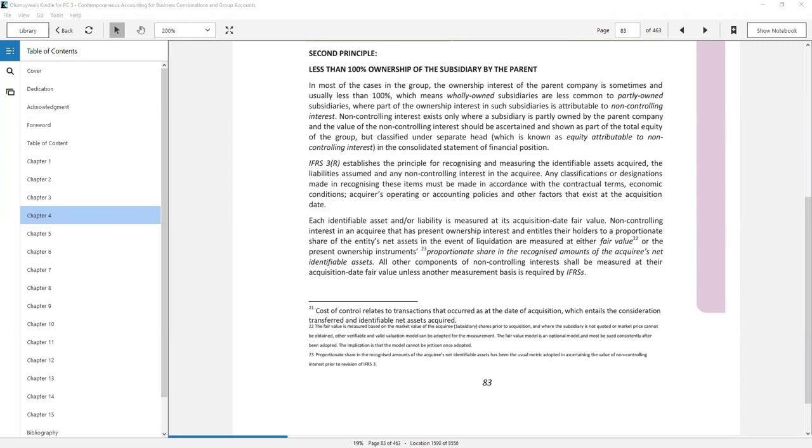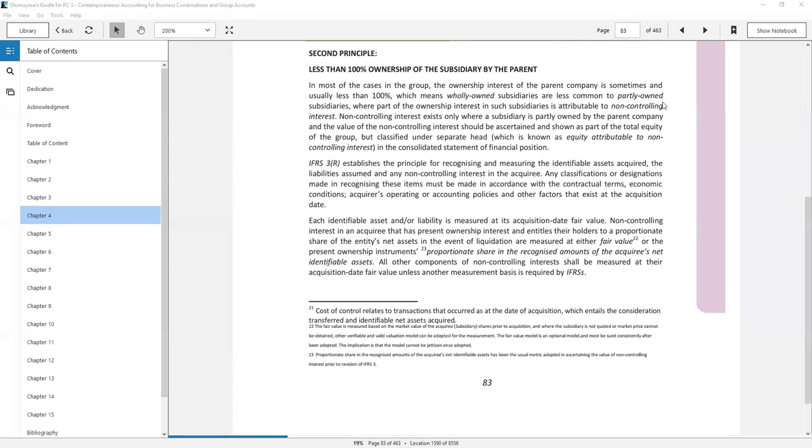IFRS 3R establishes the principle for recognizing and measuring the identifiable assets acquired, the liabilities assumed, and any non-controlling interest in the acquiree. Any classification or designations made in recognizing these items must be made in accordance with the contractual terms, economic conditions, acquirer's operating or accounting policies, and other factors that exist at the acquisition date. Each identifiable asset and or liability is measured at its acquisition date's fair value.